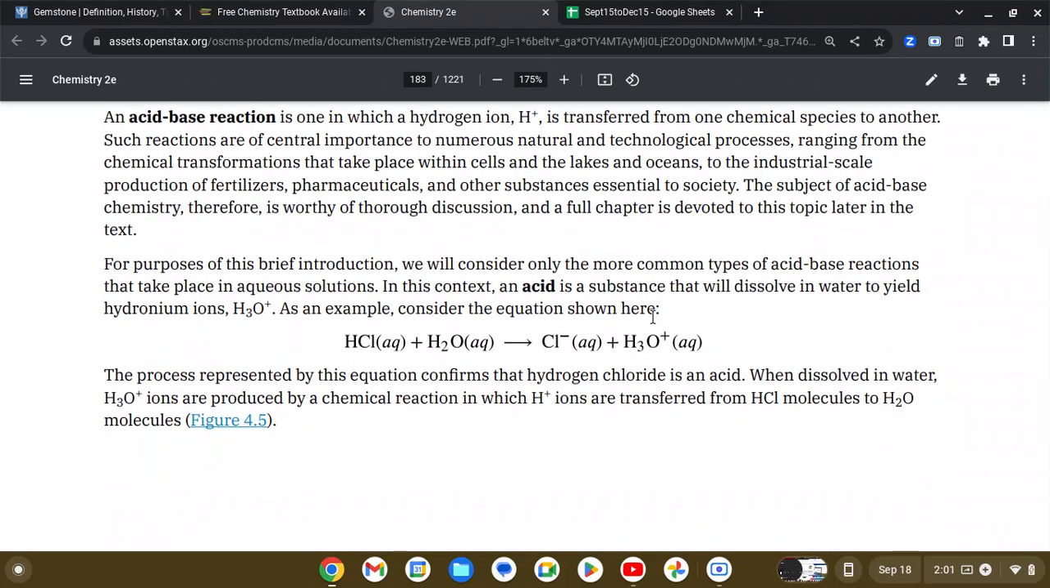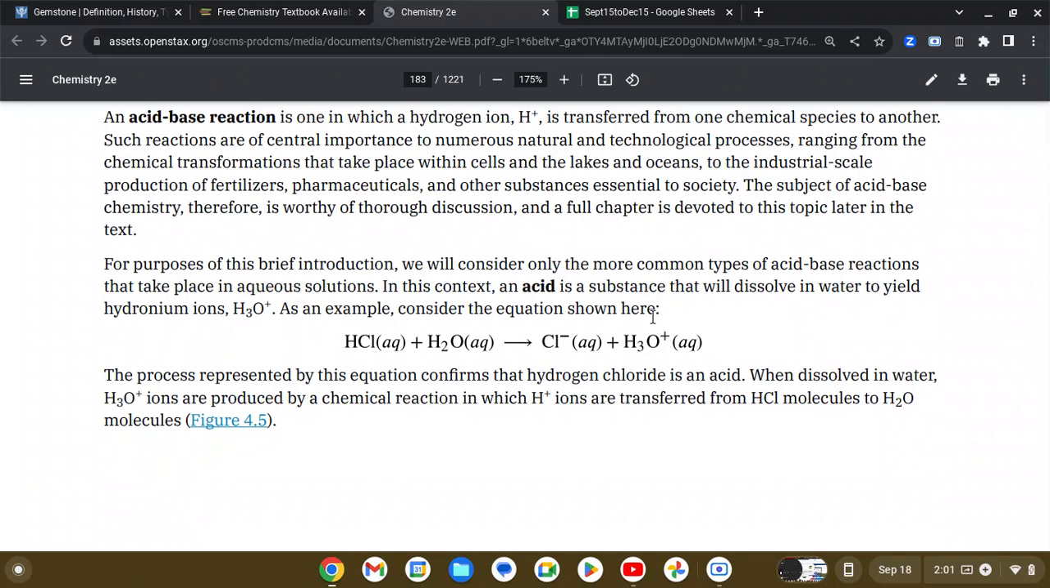Acid-base reactions. An acid-base reaction is one in which the hydrogen ion, H+, is transferred from one chemical species to another. Such reactions are of central importance to numerous natural and technological processes, ranging from the chemical transformations that take place within cells and the lakes and oceans to the industrial-scale production of fertilizers, pharmaceuticals, and other substances essential to society. The subject of acid-base chemistry, therefore, is worthy of thorough discussion, and a full chapter is devoted to this topic later in the text. For purposes of this brief introduction, we will consider only the more common types of acid-base reactions that take place in aqueous solutions.